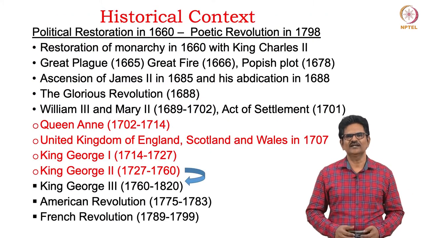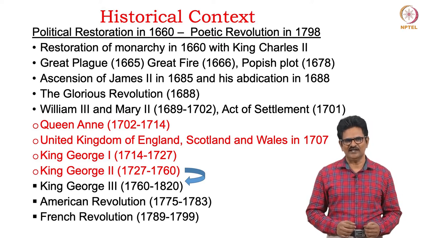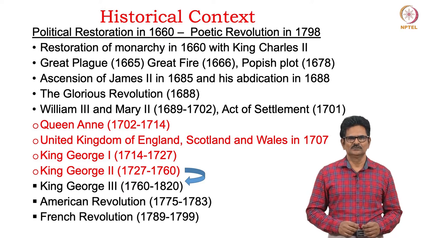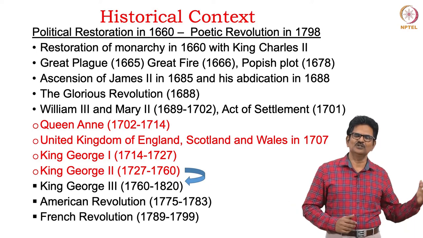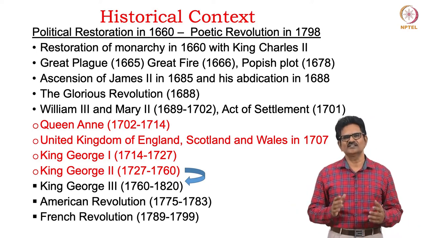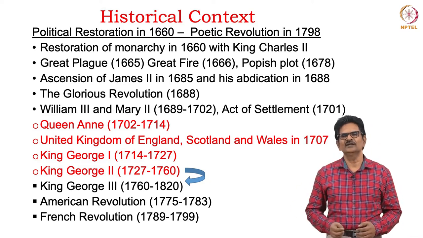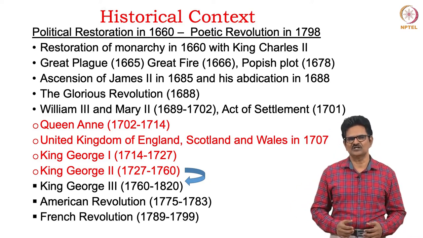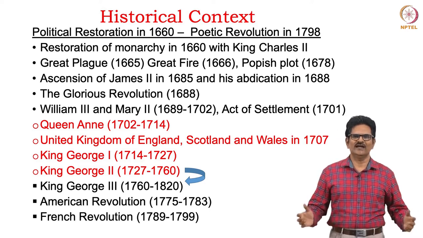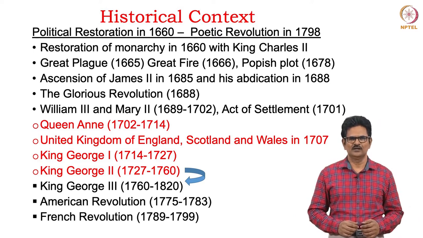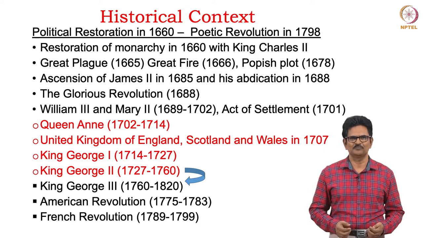Let's begin with the historical context. That means lot of political events that took place during this period. As we observed earlier, this is a vast period from the political restoration in 1600 and ends around the poetic revolution that happened in 1798 with the publication of Lyrical Ballads by William Wordsworth and Samuel Taylor Coleridge. During this period, we have these political happenings.